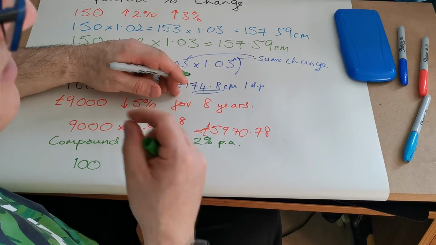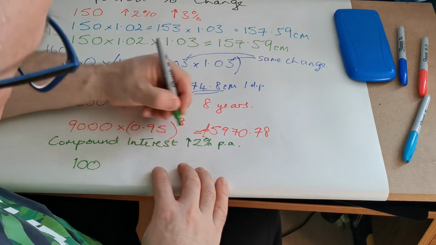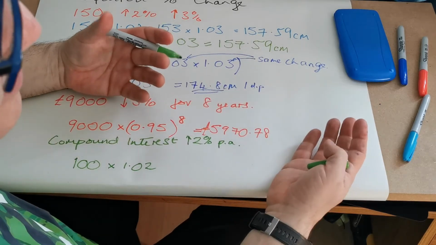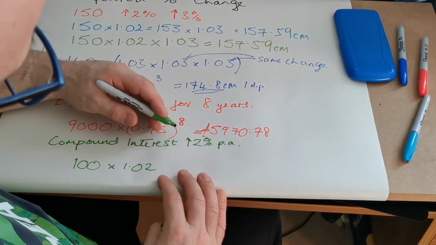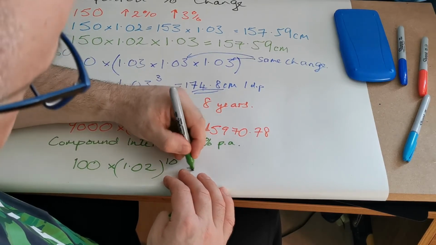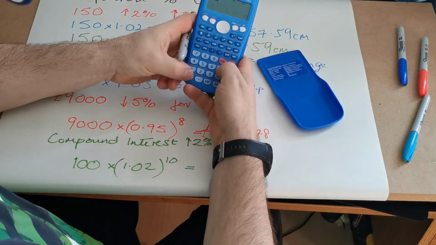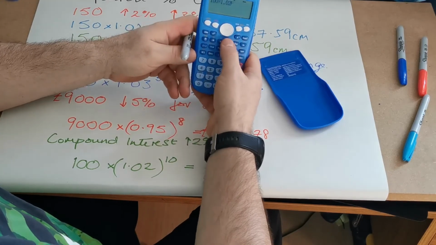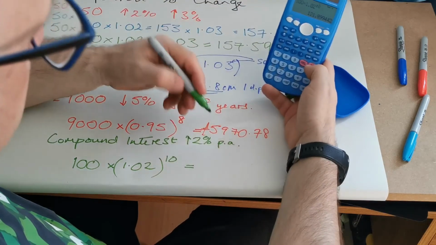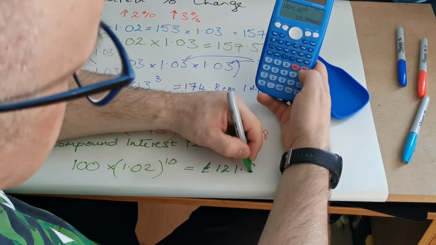Now interest means you're going to have more money at the end of the year, so it's going to go up by 2%. So the multiplier is 1.02. And then you have to think about, right, how many years would I have that in the bank? So let's say I had that in the bank for 10 years. So I say it to the power of 10. So I have 100 times 1.02 to the power of 10 would be £121.89.